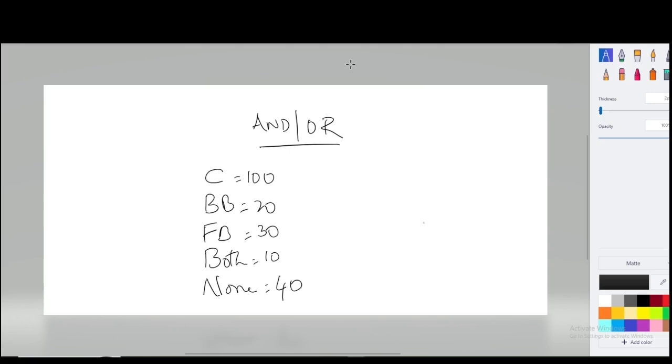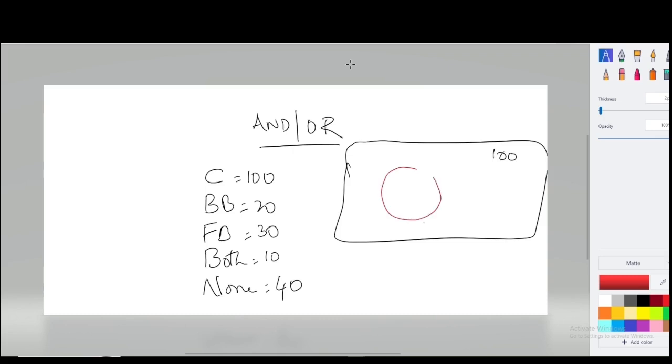Now if we want to find probabilities in this scenario, that is, if we want to find the proportions in this scenario, it's easy to visualize in the form of a Venn diagram. Let's assume this rectangle represents the entire class of 100 students, and say this red circle represents the students who play basketball, and the blue circle represents the students who play football. Now this intersection of these two, this area here, represents the students who play both, which is 10 students.